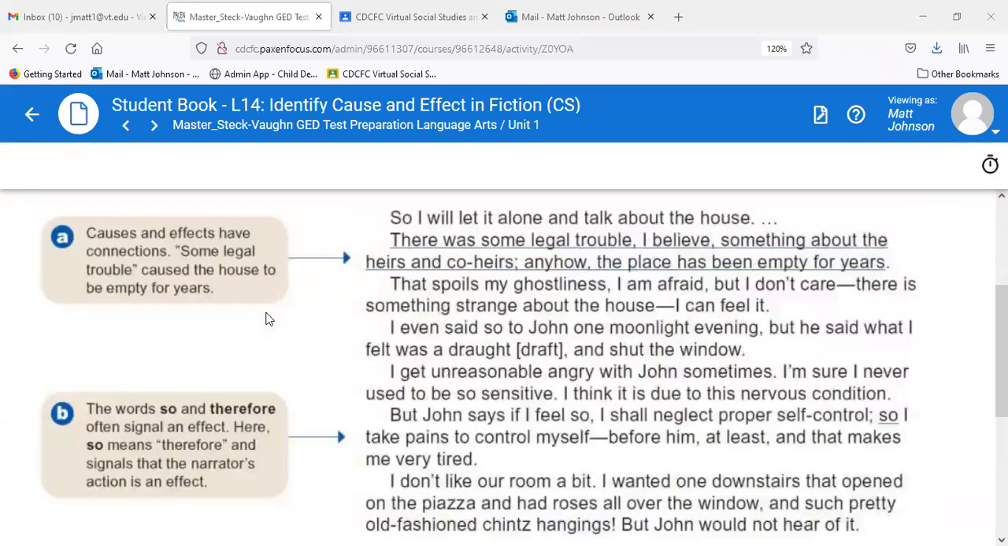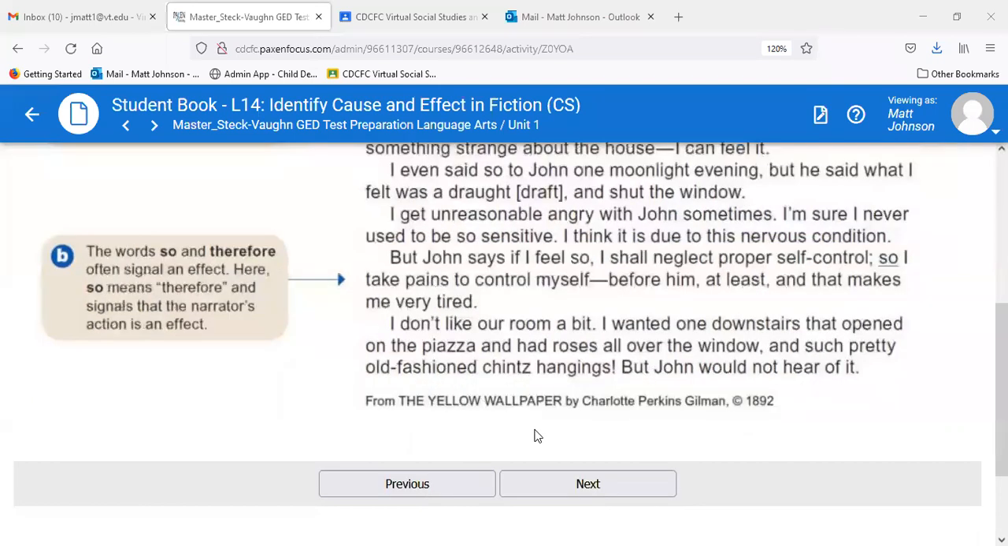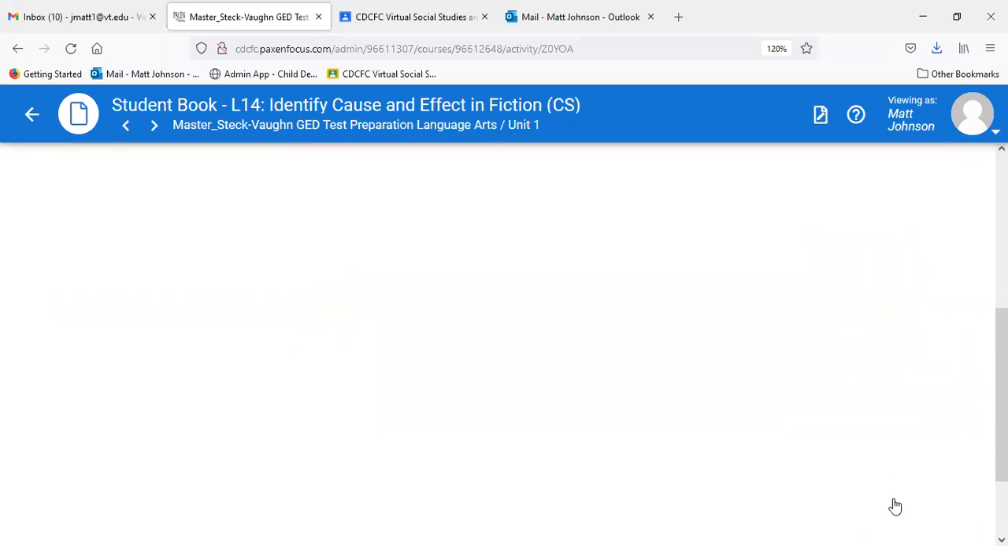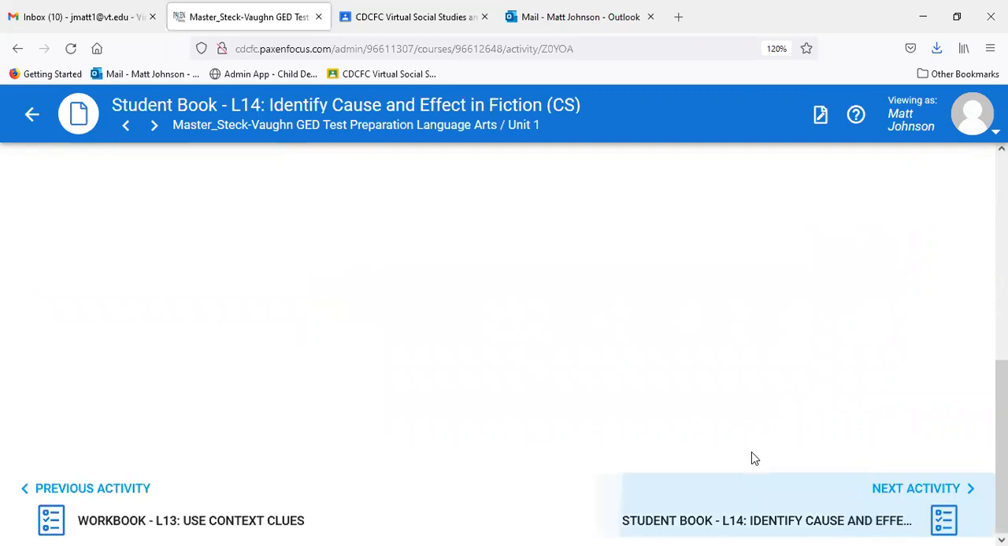We haven't talked about signal words for a while, but we'll get back. Right, this is another. You start looking for those ideas. Therefore, so, which are going to trigger you to look for cause and effect statements. Okay, we'll move over to the quiz.